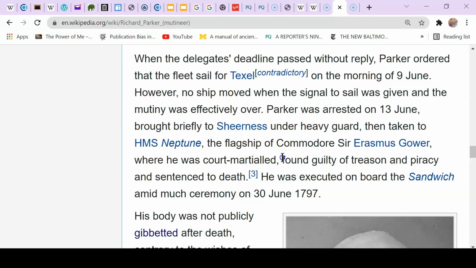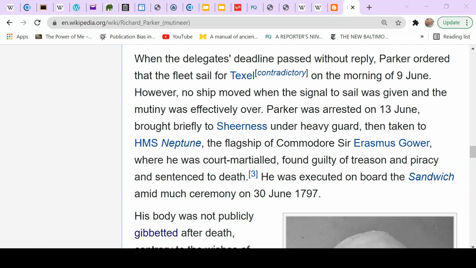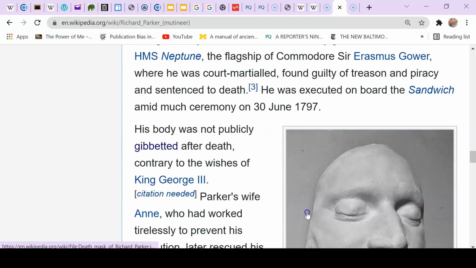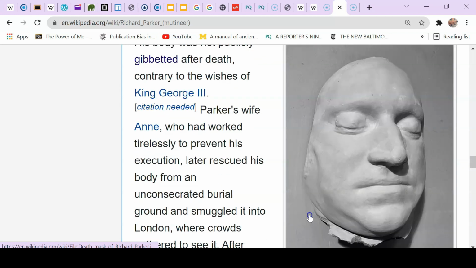They remove him from the Sandwich, bring him to the base, only to bring him out to sea for his court-martial and trial. Very interesting when you kind of tie that in to the idea of how prevalent naval law is, and could be in our modern world. After he's sentenced, he's brought back to the Sandwich to be executed, and that happens on June 30th. So again, more 3s and 6s. It's really kind of amazing, right? But they say his body was not publicly gibbeted after death, contrary to the wishes of King George III.